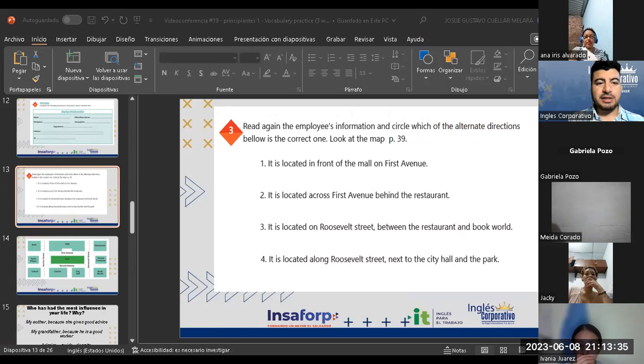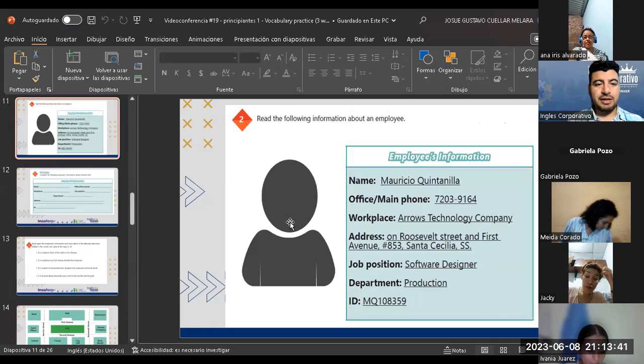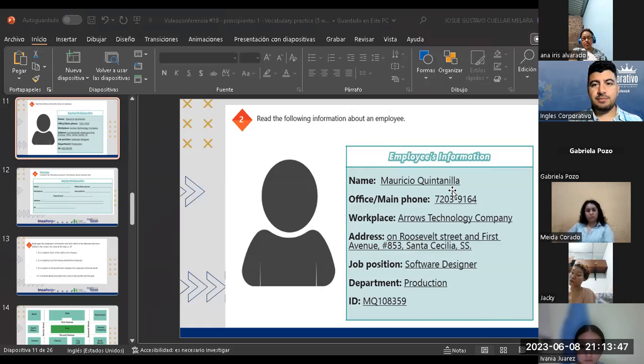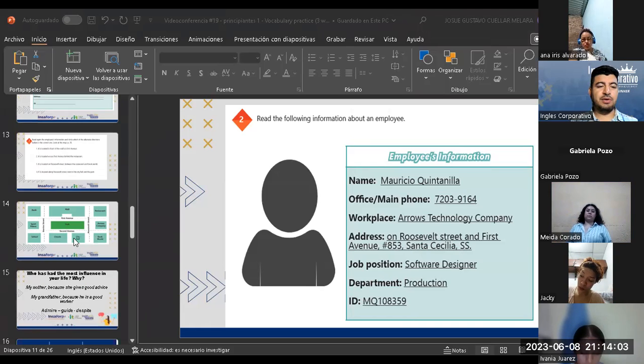Okay, veamos acá. En la dirección que aparece acá, the direction, the address, ¿verdad? Janet, ¿podrías leerla? On Roosevelt Street and First Avenue number 853. Santa Cecilia. Okay, on Roosevelt Street and First Avenue.